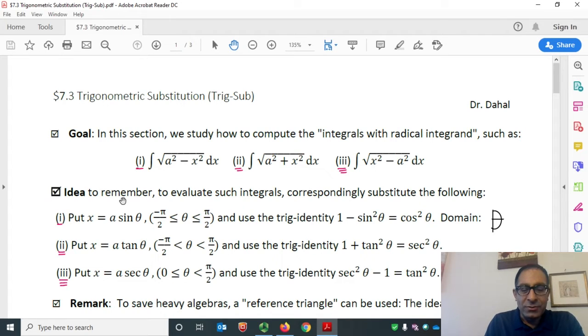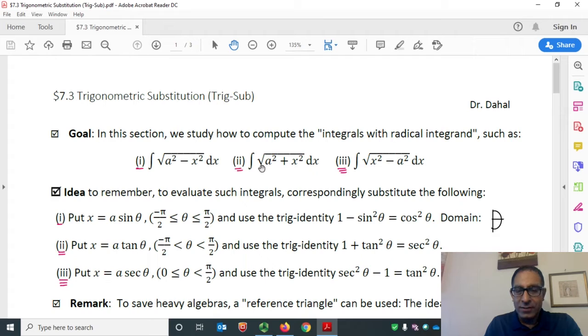So the idea to remember to evaluate such integrals is to substitute the following. For the first integral, substitute x equals a sine theta, where a is a constant. Theta is an angle between negative pi over 2 and positive pi over 2. Then use the trig identity 1 minus sine square theta equals cosine square theta.